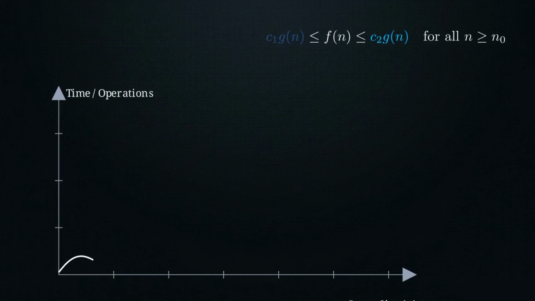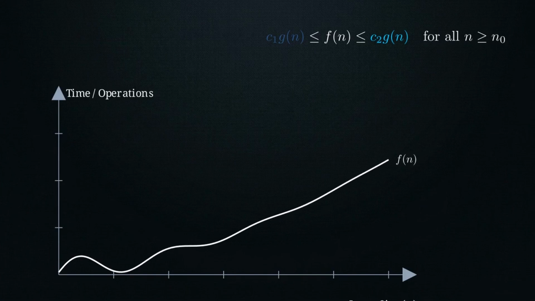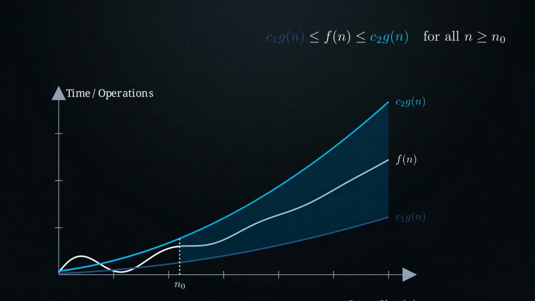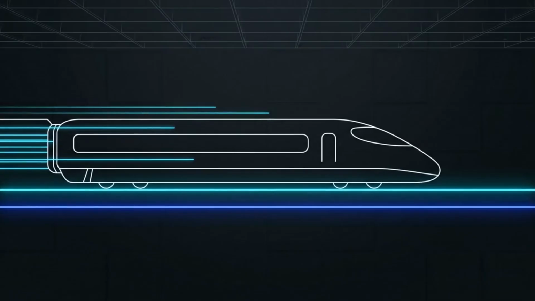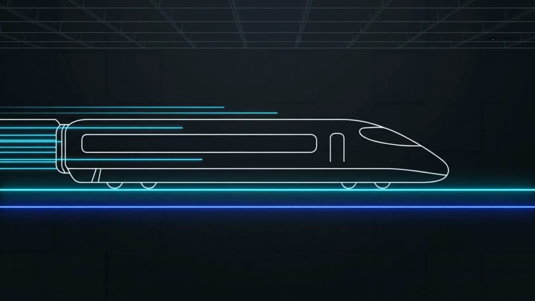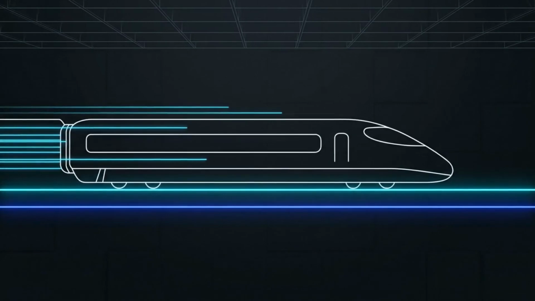We can visualize this bounding effect on a Cartesian coordinate system. This central line represents the actual execution time of our algorithm, f of n. We then plot our two constraints, the blue line for the lower bound and the cyan line for the upper bound. We identify n sub 0 at the point where the algorithm's performance becomes permanently locked between these two limits. Once the algorithm is mathematically trapped between these two scalars, its performance becomes predictable as the input size approaches infinity.